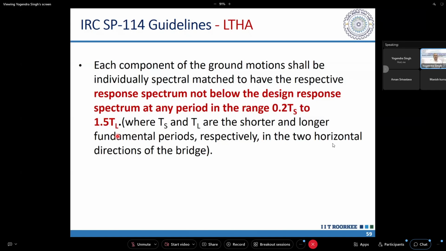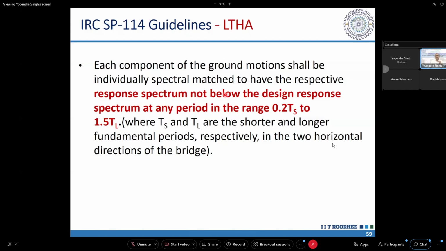Within that range, we have to scale or spectral match in such a way that the response spectrum will not fall below the design response spectrum at any period. So in this range, after spectral matching, the chosen response spectrum or scaled response spectrum should be above the design response spectrum. It should not be below the design response spectrum. So we will select three such time histories, and when we perform analysis, we will take the envelope for these three time histories.